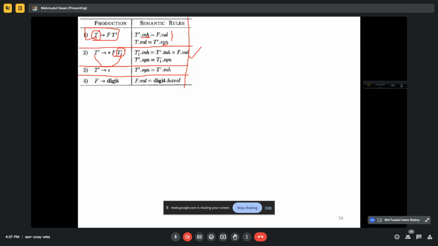So this one means the child synthesized value goes to the parent synthesized. That means this one is a synthesized attribute. T1 dash means child, just T dash means parent. Got it, everyone? Yes, sir. Okay.